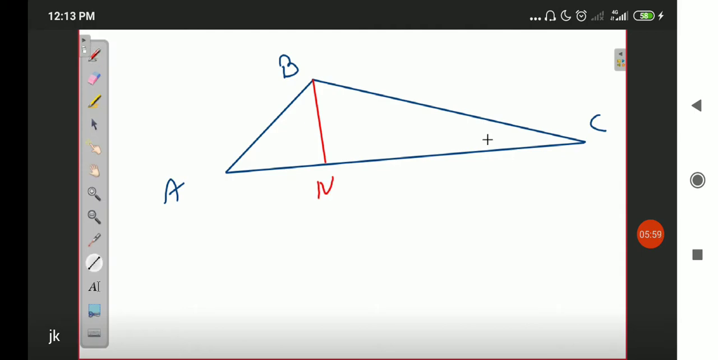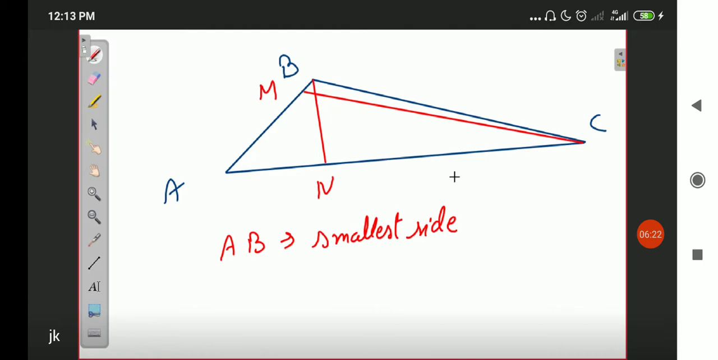Then we have another perpendicular CM. Okay. Now I have taken two sides. See, in this triangle ABC, AB is the smallest side. You need not measure it. You can observe it quite clearly. AB is the smallest side, and the perpendicular on AB, that is CM, is the largest perpendicular of this triangle.